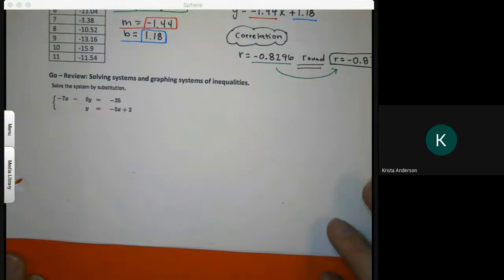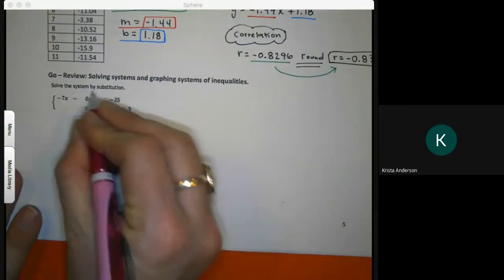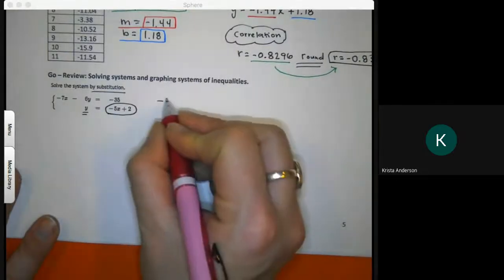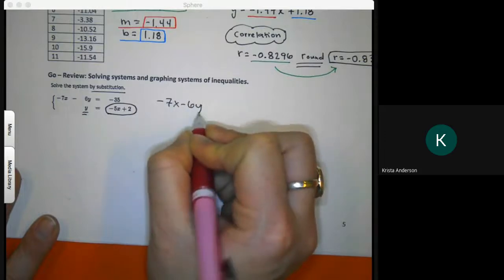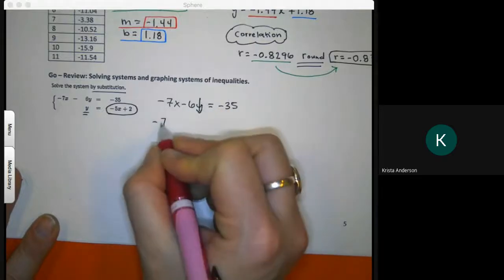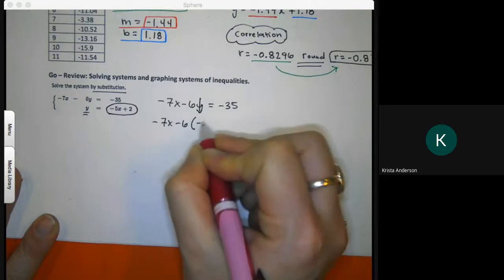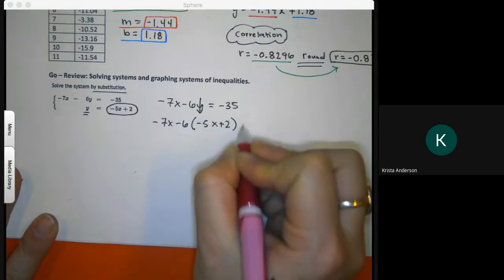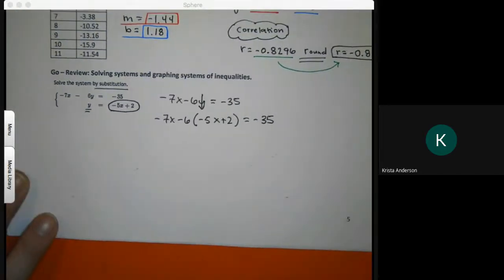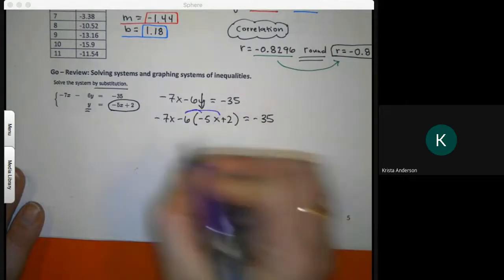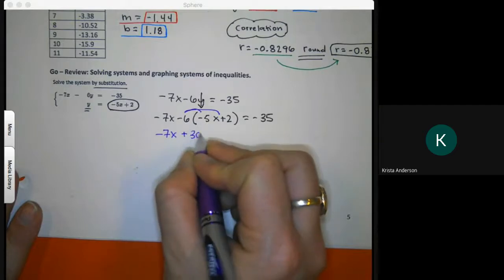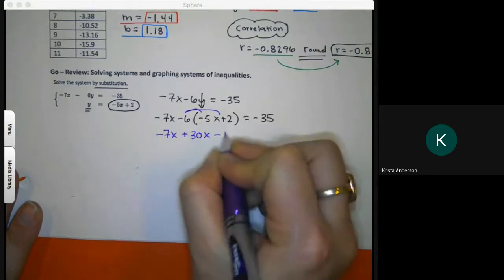I'm going to use substitution for the first. I'm going to take this value and plug it in for y. So I'm replacing the y. Then distribute the 6 in. Negative 6 times negative 5 is positive 30. Negative 6 times 2 is negative 12.